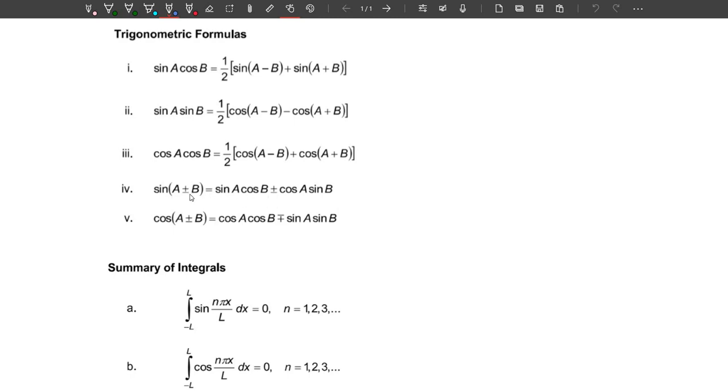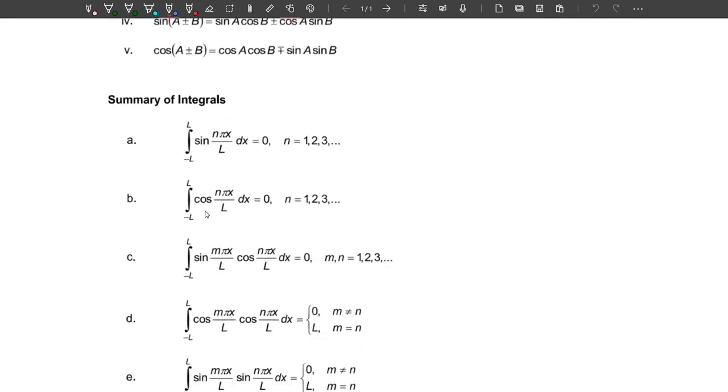That means if this is plus minus, here should be plus minus 2. And for the last one, cos A plus minus B, it will be this formula. But here, take note, the sign will be minus plus. That means when it is plus, here should be negative minus. When this is negative minus, it should be positive plus.